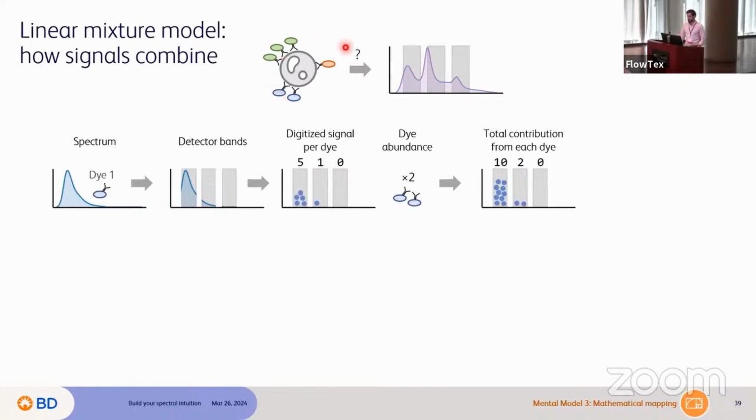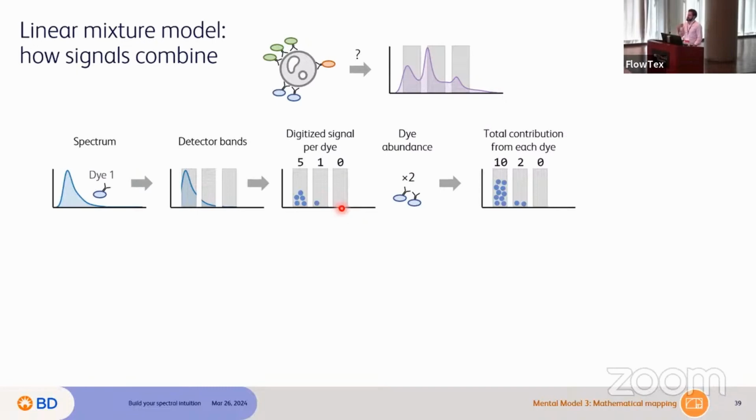So I could think of looking at each of my dyes in isolation. Let's say I have a blue, a green, and an orange. I'm going to take my first dye and look at how much of its signal falls into each of the detectors on my toy cytometer here. And then I'm going to convert that to some kind of digitized signal that's in discrete amounts, because ultimately that's what a computer is going to work with. So let's say I convert that spectrum into these little balls. I have 5 for my first detector, 1 for my second detector, and 0 for my third detector.